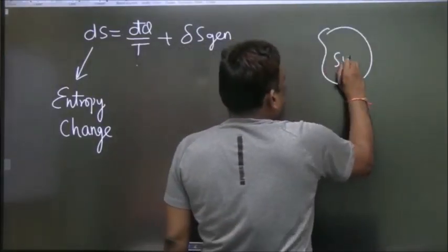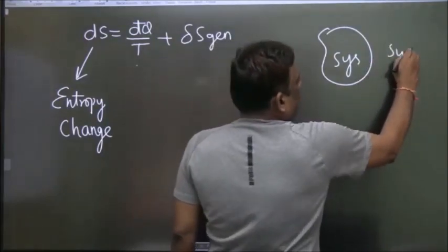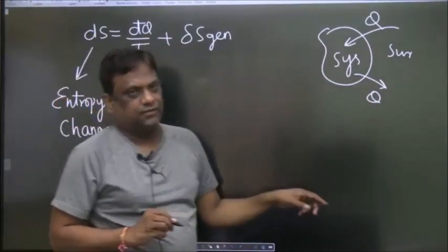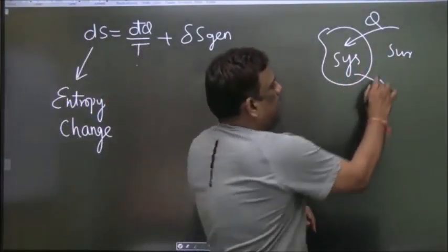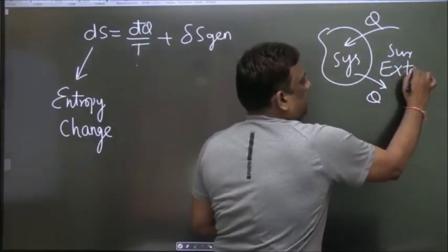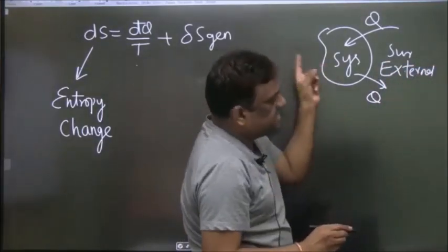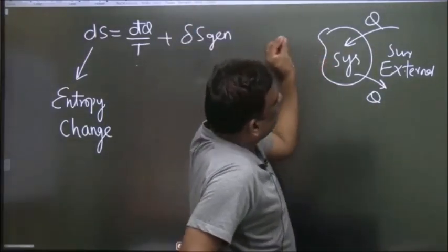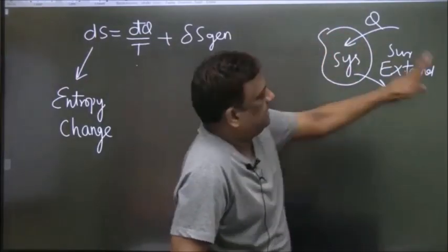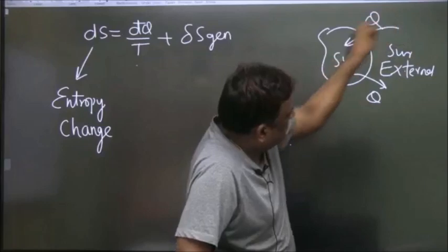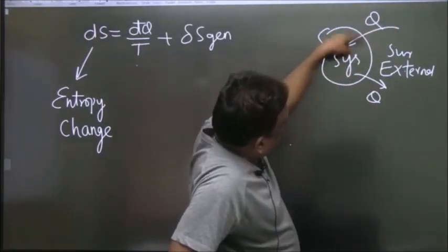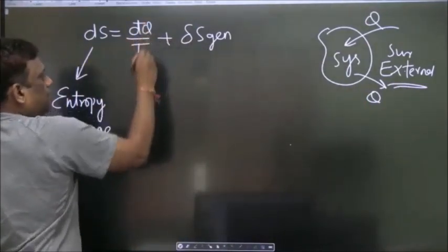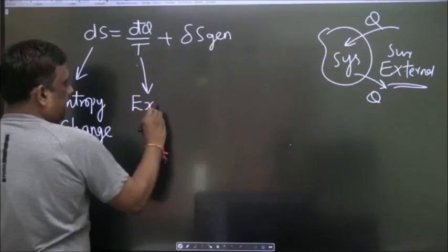Say this is our system and these are surroundings. Whenever there is a heat transfer, it may be either way. These surroundings are external. So whenever there is a heat transfer, it is an external interaction. What do you mean by external? जब सिस्टम दे रहा है वो अंदर अंदर नहीं दे रहा है, बाहर दे रहा है, या फिर सिस्टम ले रहा है बाहर से ले रहा है. Means system is interacting externally. That's why we call this heat transfer an external interaction.